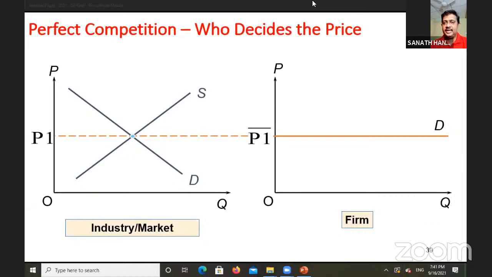Highlight that sentence. Keep in mind, the firm's demand curve is perfectly elastic not because of the price taker. The price taker argument is not what applies here, it is the perfect knowledge argument. Right? Due to perfect knowledge. Highlight that sentence, very important idea.